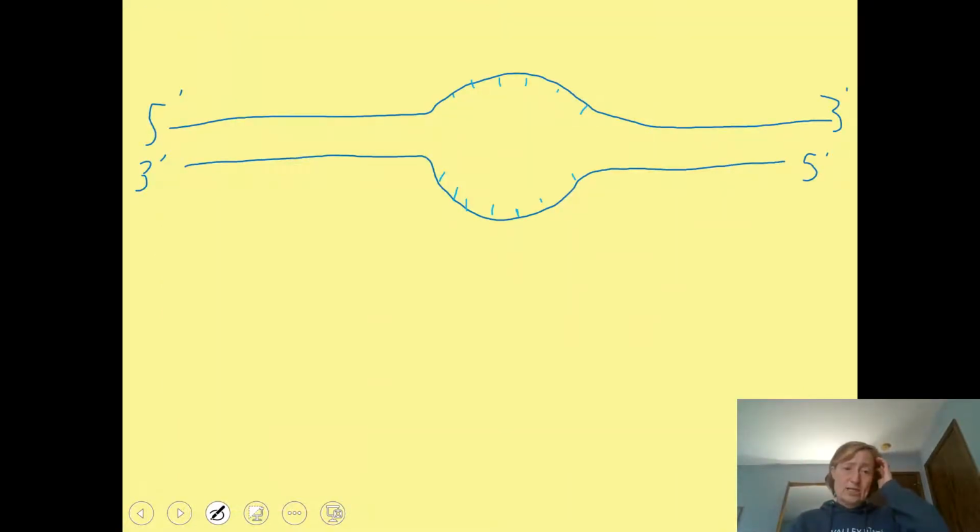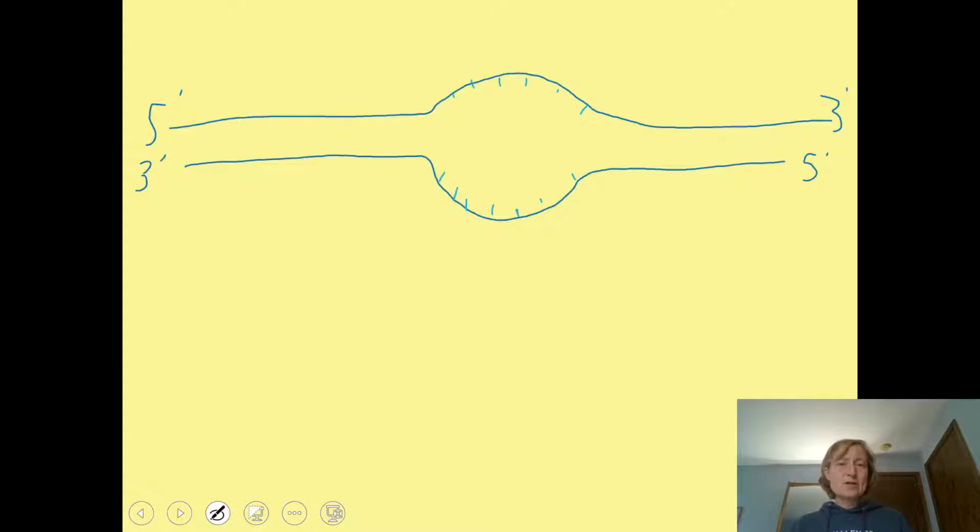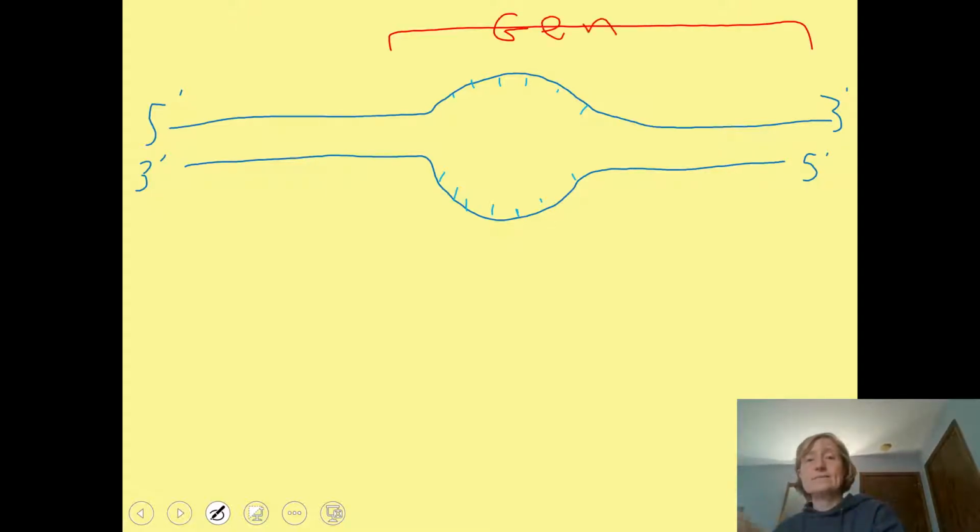So let's think about this for a second. We're thinking about initiation. How does this all start? We'll try to fill in these answers as we go. All right, so the first thing that happens, here's our DNA molecule, and here's the gene that needs to be transcribed. Now, what happens is RNA polymerase is an enzyme that recognizes the gene and binds to it. I'm going to draw it as a funny shaped triangle. That's RNA polymerase.